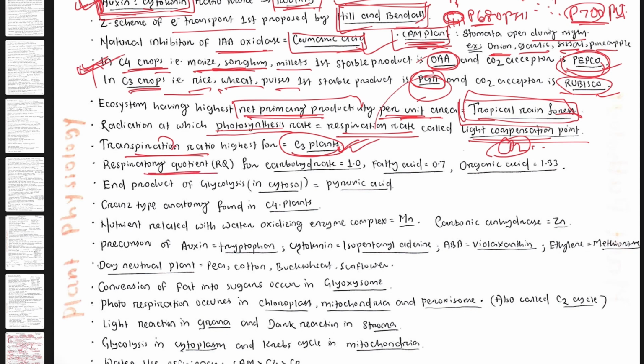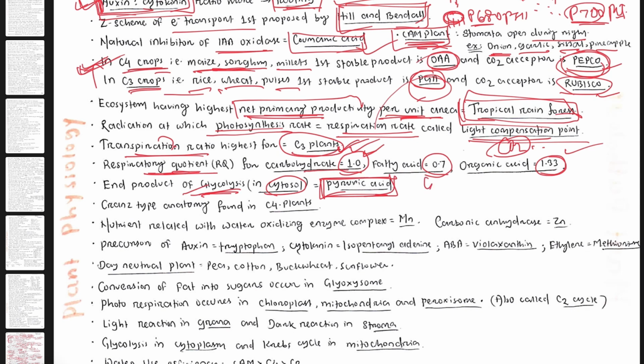Respiratory quotient: for carbohydrate it is 1, for fatty acid it is 0.7, for organic acid it is 1.33. So the question generally asked is, for which biomolecule the respiratory quotient is 1, you have to answer carbohydrate, and for which biomolecule the respiratory quotient is more than 1, that is organic acids. End product of glycolysis, you know what glycolysis is. It occurs in the cytosol and it is a stage of respiration. So the end product of the glycolysis cycle is pyruvic acid.